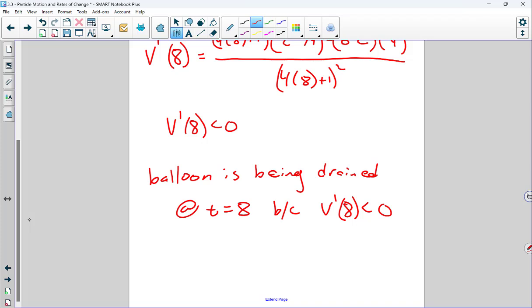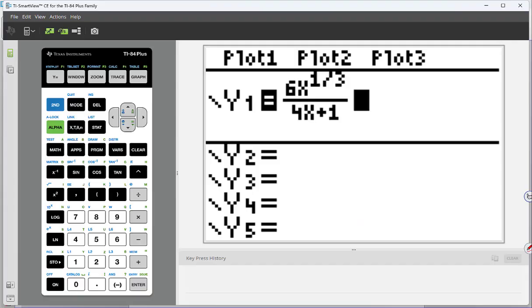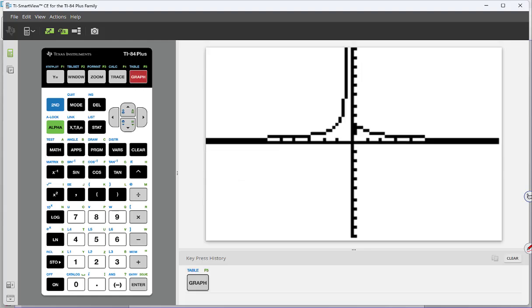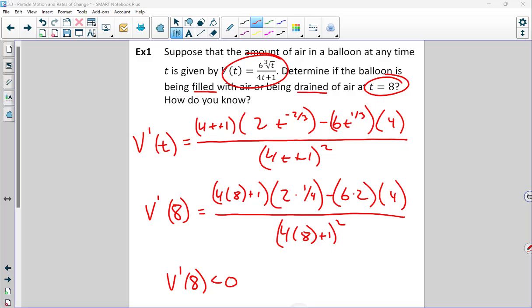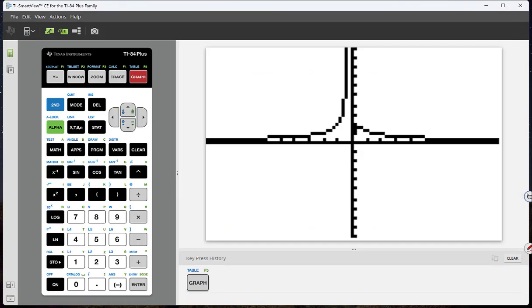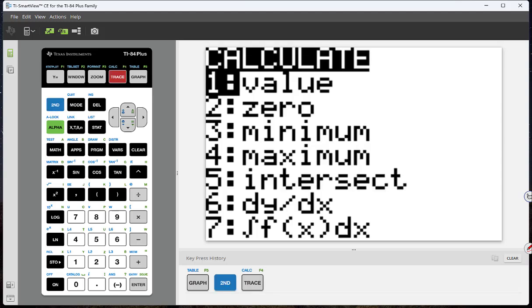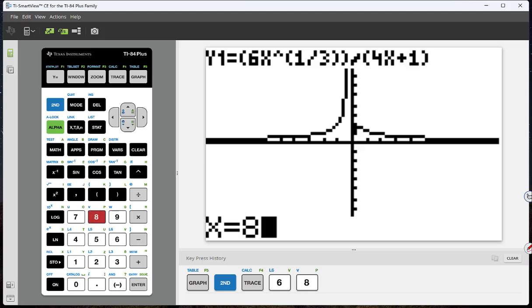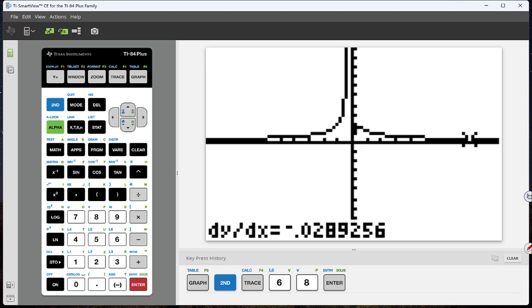With these, I'm actually going to go ahead and check the answer with the calculator with you just to make sure that we're using the appropriate techniques. So here I've got the function typed into the y1 on the calculator. If I go to show the graph, I see something like this, but I honestly don't even really care what the graph looks like. I just want the derivative at t equals 8. So I can do this 2 ways. I can do it from the graph, second calc, option 6, and then input 8. And I get my output of negative who cares, because I don't care what the number is, I just care that it's negative.